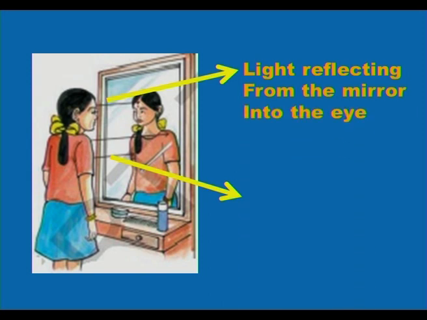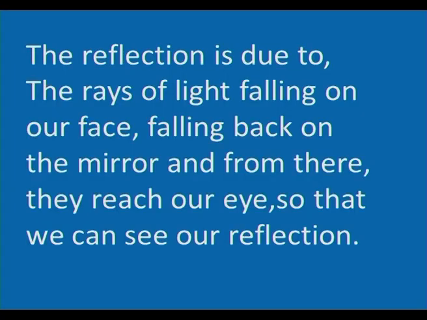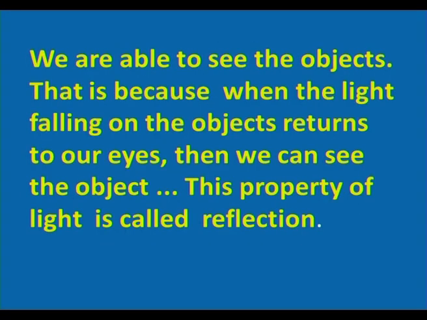Now, from this into the eye of the girl. Light is reflected onto the mirror, therefore the girl is able to see her image in the mirror. The reflection is due to the rays of light falling on our face, falling back on the mirror, and from there they reach our eyes, so that we can see our face in the form of reflection. We are able to see objects because the light falling on the objects returns to our eyes, then we can see the object. This property of light is called reflection.